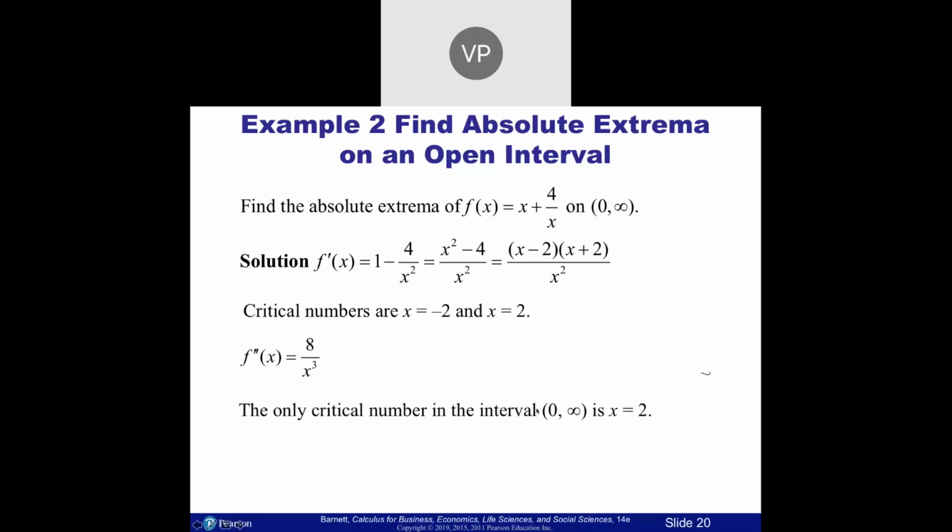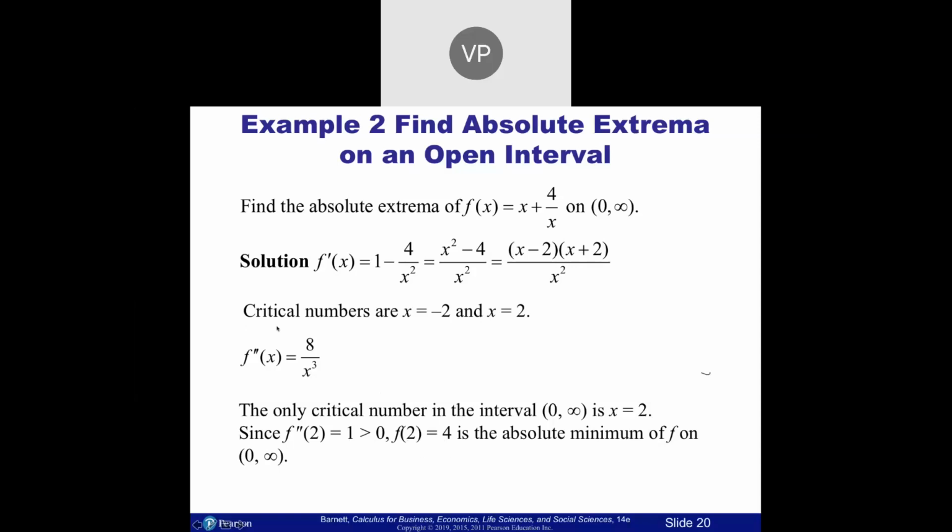As I just said a minute ago, the only critical number is 2. We plug 2 into the second derivative, and it's a value of 1. What we care about is that it's positive. Therefore, at 2, it's concave up. Therefore, we get a minimum right there at f of 2.